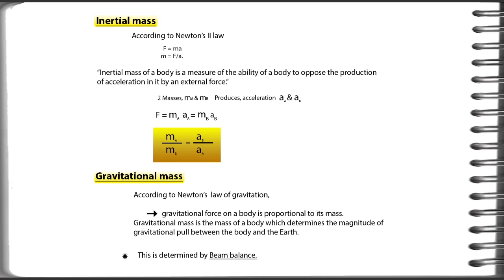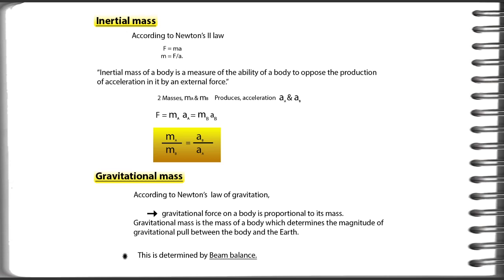Next, inertial mass. According to Newton's second law, F equal to ma. So, m equal to F by a. Inertial mass of a body is a measure of the ability of a body to oppose the production of acceleration in it by an external force. Two masses ma and mb produce accelerations small aa and small ab. F equal to ma aa equal to mb ab. Ma by mb equal to ab by aa.